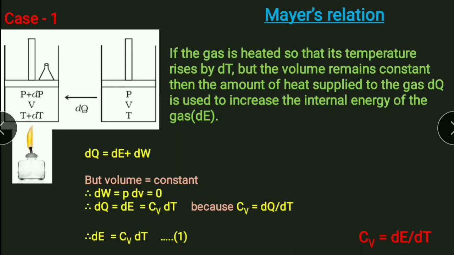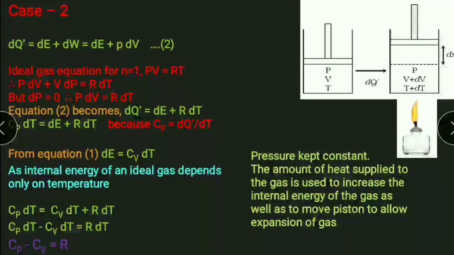Therefore substitute the value for dq. dq is equal to Cv into dt. So dq is equal to Cv into dt, which is equal to dE. So we get the relation dE is equal to Cv into dt. Call it equation number 1. Here note that Cv is equal to dE upon dt. Here Cv is molar specific heat at constant volume, dE is change in internal energy, and dt is change in temperature. So the change in internal energy of the gas only depends on the change in temperature of the gas.